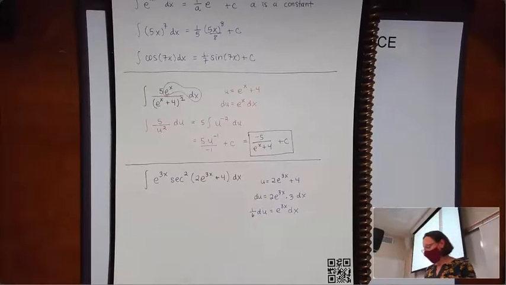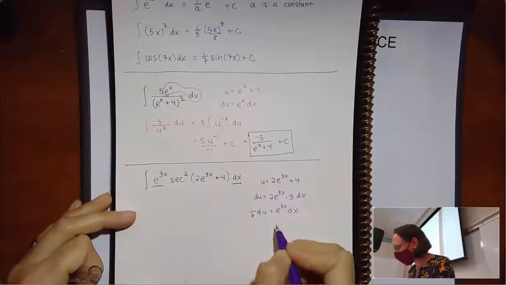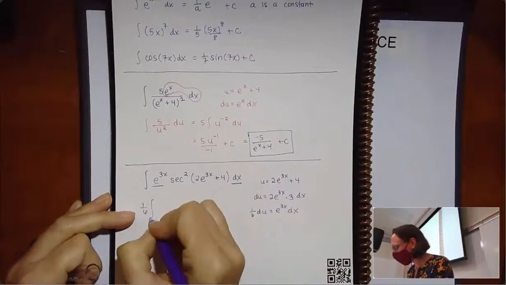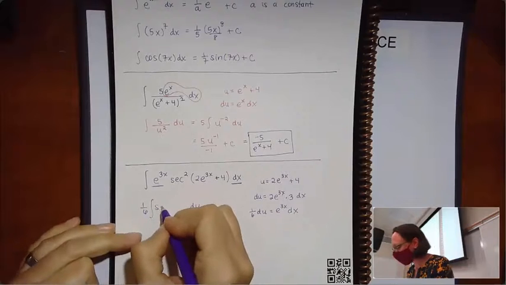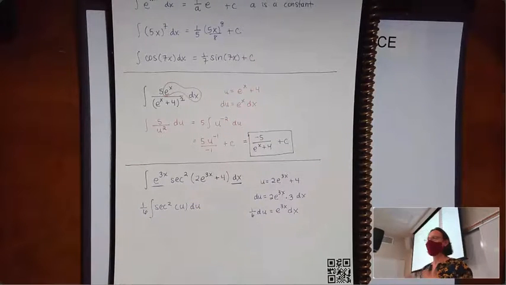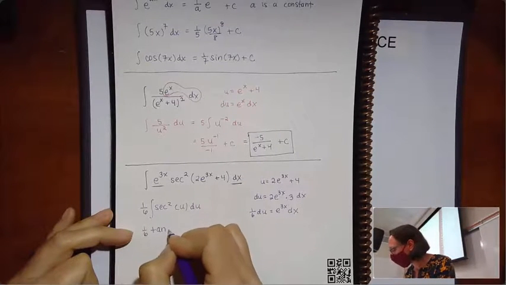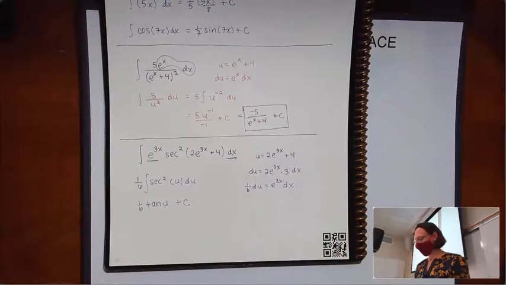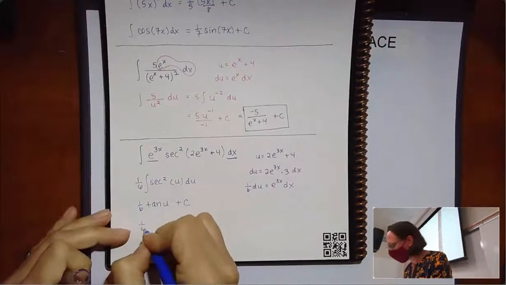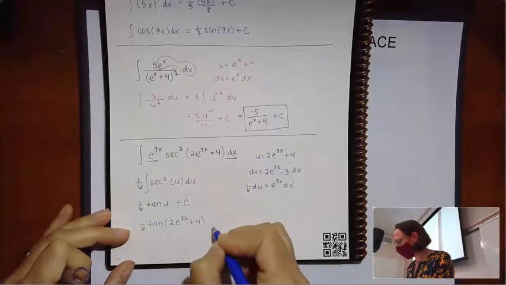I don't know if I give people enough time, but if I rewrite this, that e to the 3x dx part becomes 1/6. And I've got my du. And then the secant squared now has a u in it. Then I'm asking myself, whose derivative is that? That's the derivative of tangent. So I'd have tangent of u plus a constant. And then swapping back in, 1/6 tangent of 2e to the 3x plus 4 plus c.